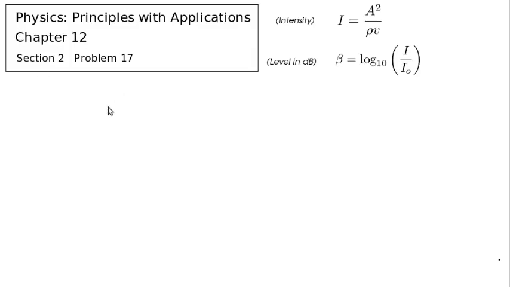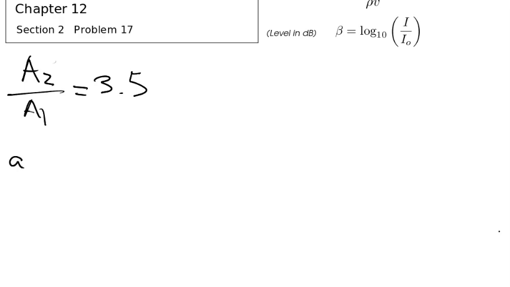In this problem, you're told that the amplitude of a sound wave changes by a factor of 3.5. And the way to write that is the amplitude after, which I've labeled as A2, divided by the amplitude before, which I've labeled as A1, is equal to 3.5. When you say things are changing by a factor, there's division involved.